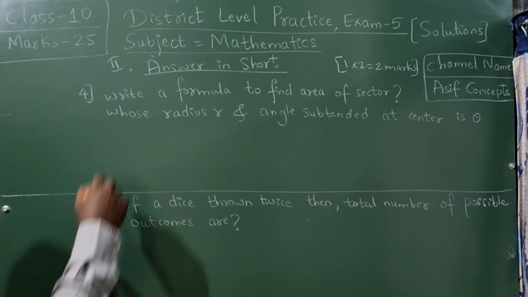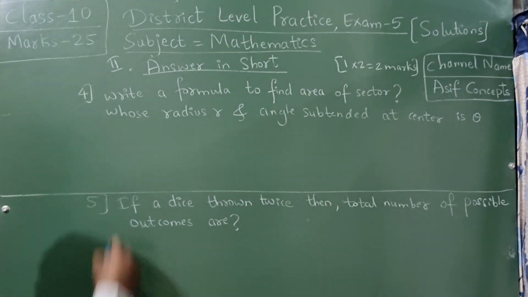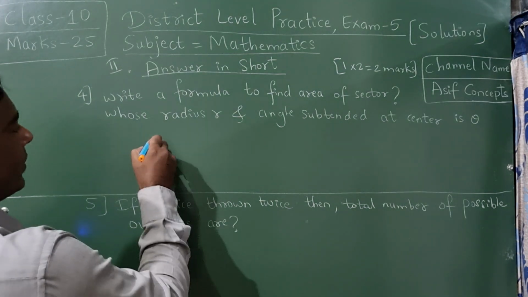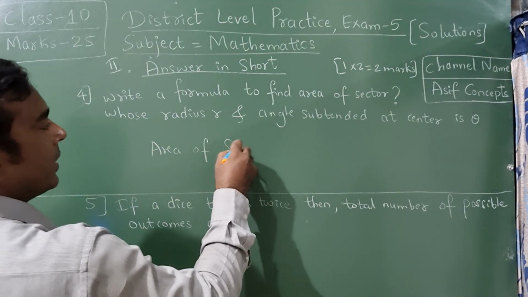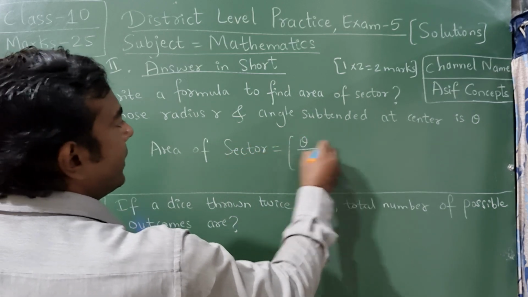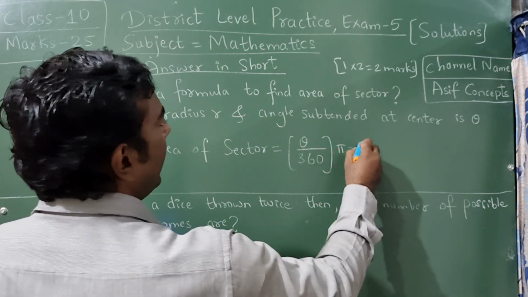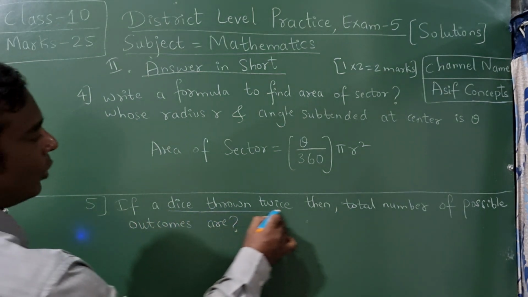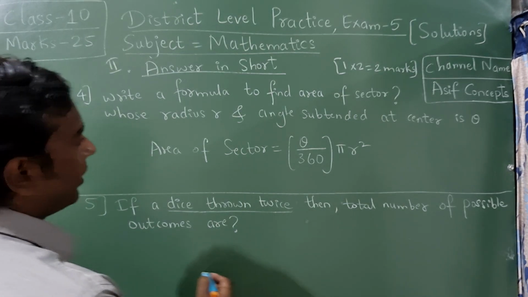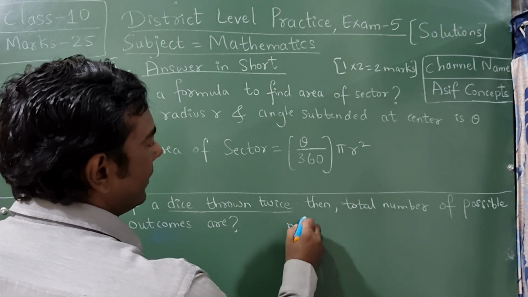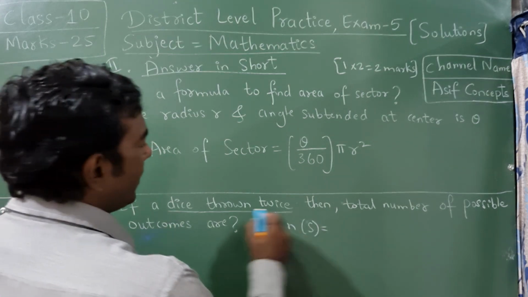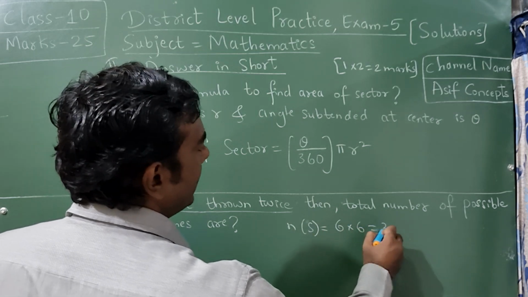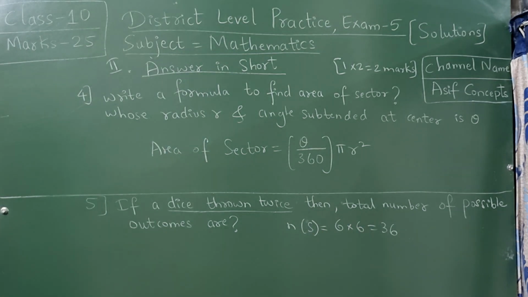Now the fourth question is write the formula to find the area of a sector whose radius is r and angle subtended by the center is theta. So the area of a sector formula is theta divided by 360 into pi r square. That's it. Now the fifth question is if a dice is thrown twice, what is the total number of possible outcomes? So I'll write number of outcomes is equal to, since it is thrown twice and a dice has 6, so 6 into 6 is 36. So let's move on to the sixth question.